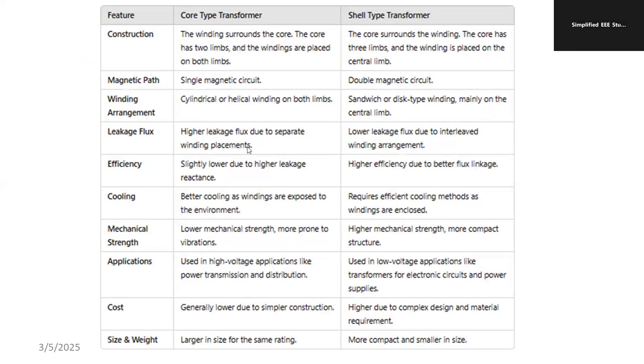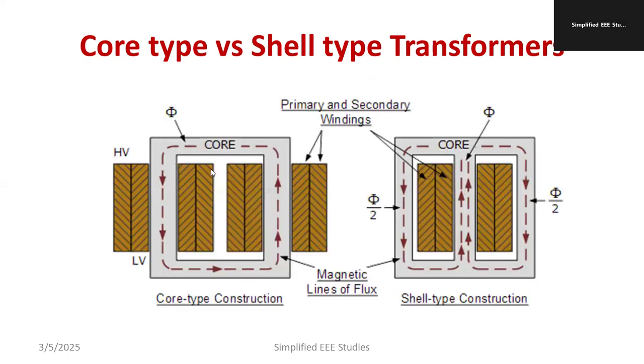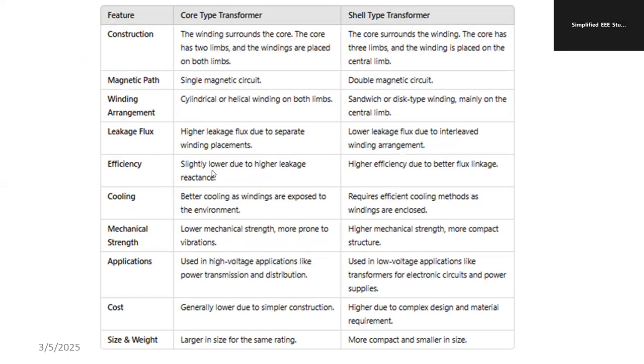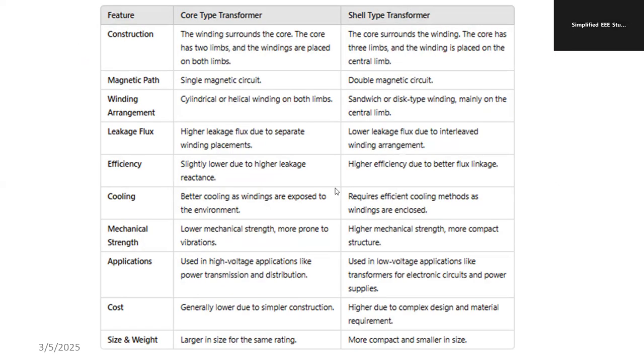Similarly, leakage flux: higher leakage flux in the core type due to separate winding placement. See, the windings are available in two different positions, so we can say that there will be more leakage flux. If I talk about the shell type transformer, the chances of leakage flux are very low, lower leakage flux due to the interleaved winding arrangement. That is a plus point.